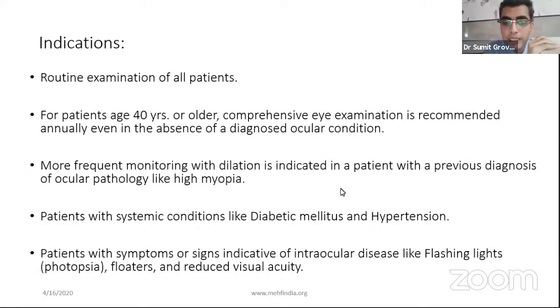Now, if the patients in your clinic come with symptoms and signs indicative of intraocular diseases, like flashing lights, this can be a sign of impending retinal detachment. Sudden floaters may be a sign of posterior vitreous detachment, or in an elderly patient, it could be a sign of retinal detachment also. Reduced visual acuity may be a sign of BRVO, branch retinal vein occlusion with macular involvement, or maybe CRVO or optic neuritis. All these conditions demand a dilated fundus examination.